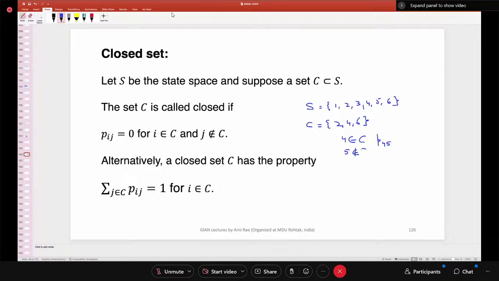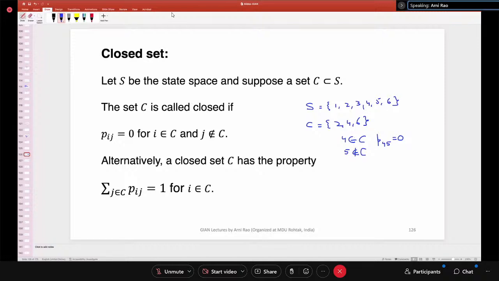Any question? Okay. So 4 belongs to C, 5 does not belong to C. So P4,5 is 0, the probability to reach it is 0. P4,5 is 0, and P2,5, or 2 to some other state outside C is 0, 4,6 to outside C is 0. Then we say C is closed. That means no transitions occur outside C from any state in C. Then we say C is closed.